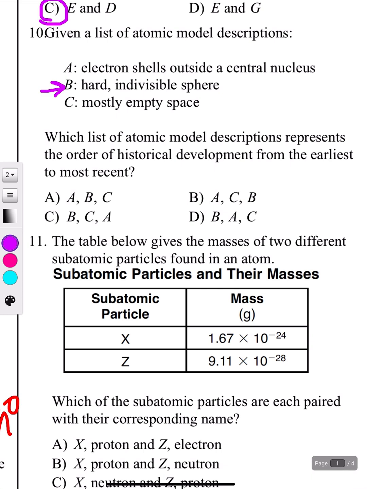And then we have C. Mostly empty space. And lastly, we have A, which is electron shells outside of central nucleus. This one is the most recent, while this one is the earliest. So the answer here would be C.